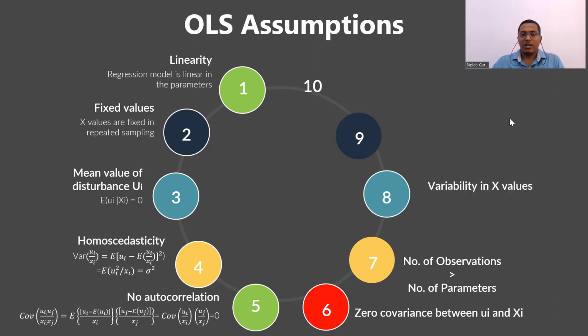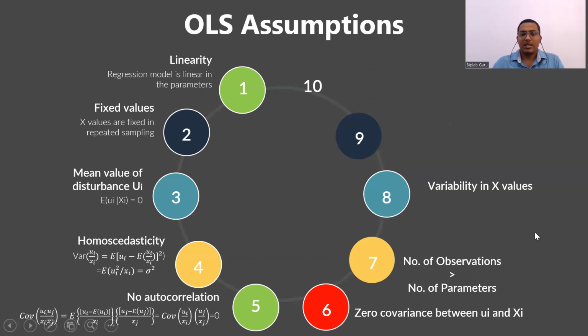The eighth assumption that we'll make is variability in x values. In the second assumption, we said that in repeated sampling, the x values are fixed. In the eighth assumption, we are saying that within a particular sample, the x values should not all be the same. They should have an appropriate amount of variability. Otherwise, there is no way of finding a relationship between x and y if x is fixed in a sample. So there must be variability in the x values.